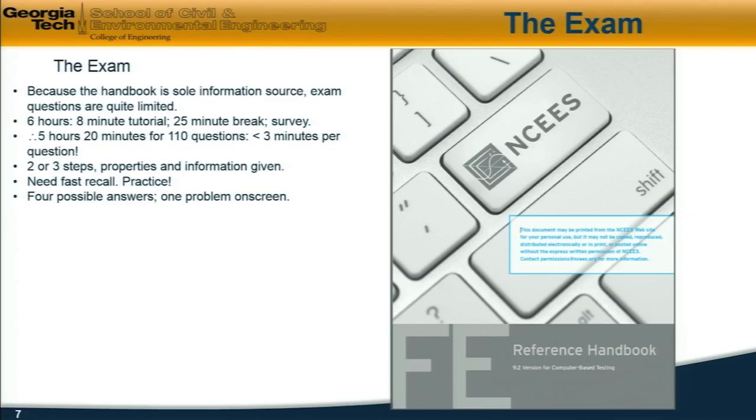Because the handbook is the sole information source, the exam questions are quite limited. As I mentioned, there's 6 hours available. However, 8 minutes of that is given up initially to a tutorial. There's a maximum of a 25-minute break and a brief survey at the end. So, in fact, there are only 5 hours and 20 minutes of exam time for 110 questions. In other words, there's less than 3 minutes per question. This means that the questions have to be very brief, and that, generally speaking, there are only 2 or 3 steps involved. And usually all the information you need, such as properties and viscosity, will be given, so you won't have to spend time searching through the manual to find them.